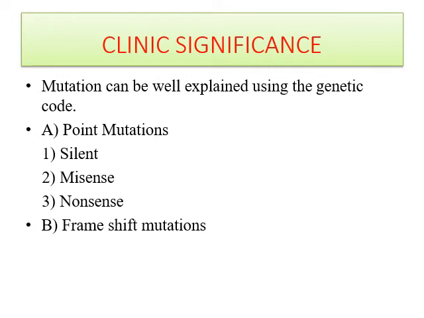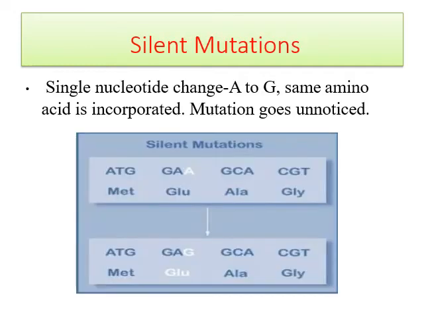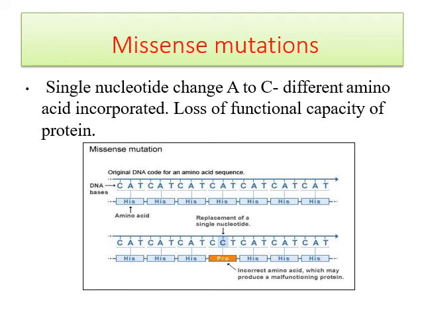Examples of mutation: point mutation, which includes silent mutation, missense mutation and nonsense mutation. Second one is frame shift mutation. First is silent mutation. In this mutation, a single nucleotide change results in the same amino acid, example E to G. The same amino acid will be formed, though the nucleotide is altered. So this mutation always goes unnoticed. Another mutation is missense mutation. In this mutation, also a single nucleotide change, that is A to C, but the synthesized amino acid is totally different. So there is loss of functional capacity of protein.